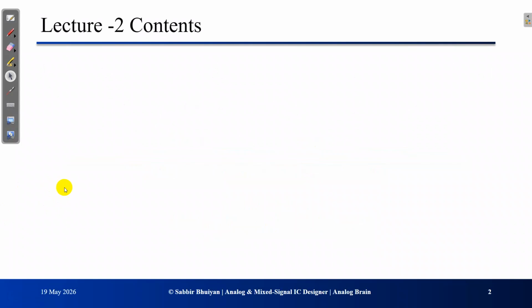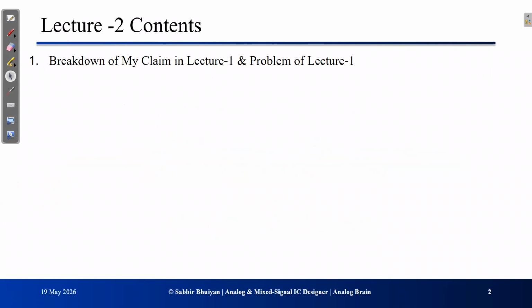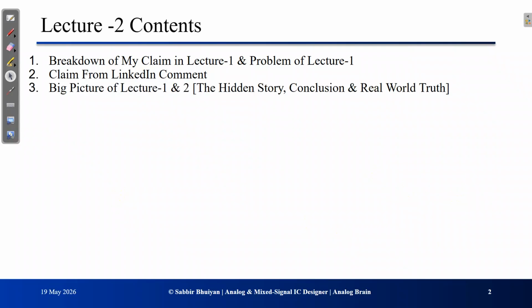Okay. So here is the roadmap for today's lecture. First, we will revisit the major claims from lecture 1 and also correct some mistakes. Then we'll discuss some comments and objections raised by engineers and researchers on LinkedIn. After that, we'll build the big picture intuition behind amplification. Then we'll discuss why we fundamentally want power amplification and the other things.